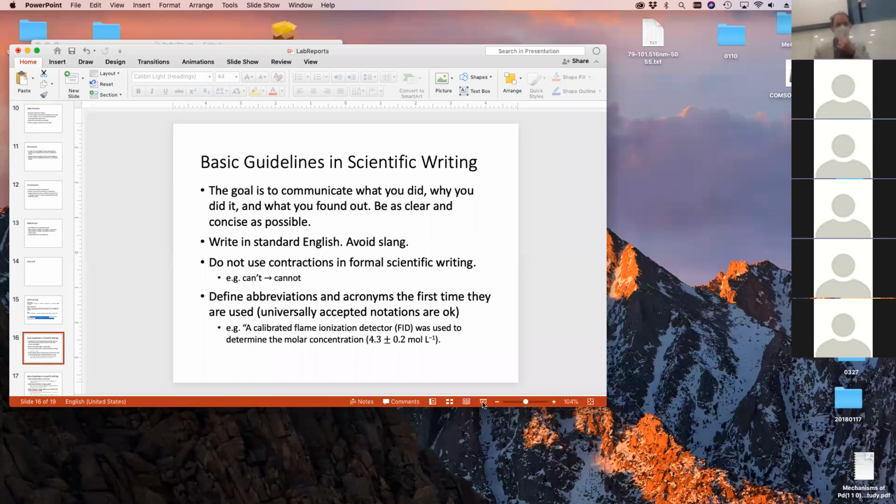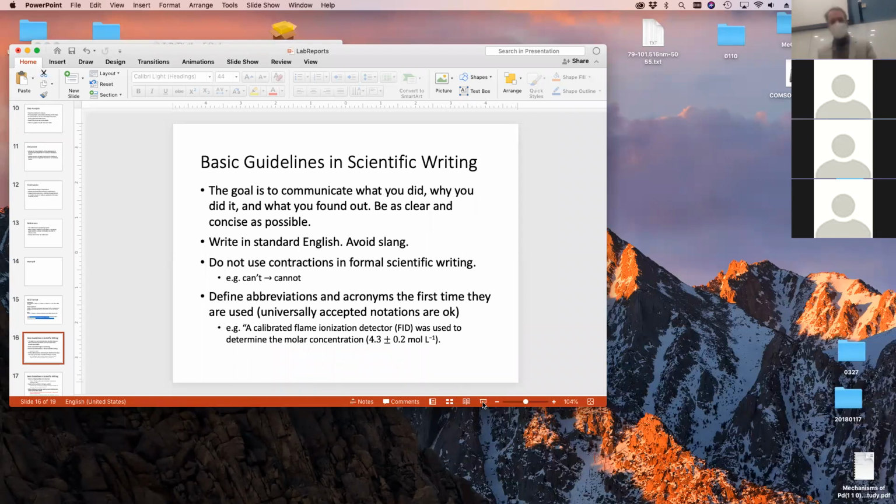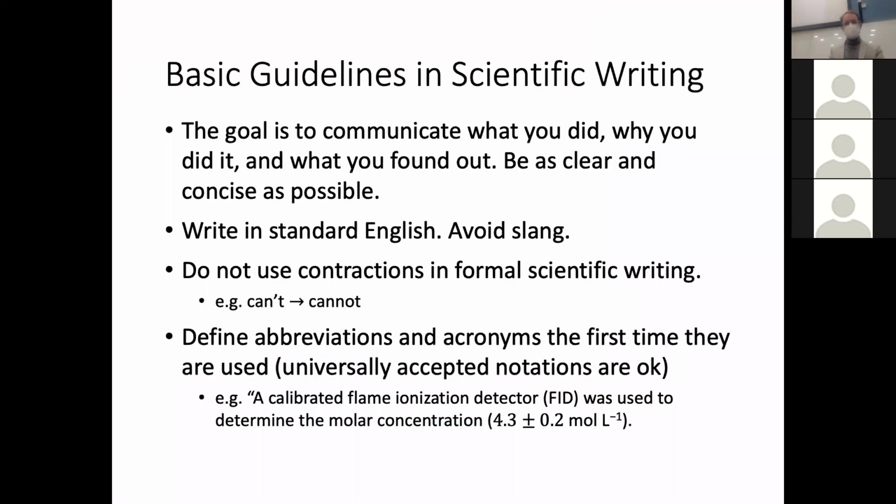Okay, so writing with a good scientific style can really help improve the clarity and precision with which you present the information, which is very important because you want people to be able to read about what you did and understand it in the most efficient way. So let me get my laser pointer back. Okay, so I'll talk a little bit about basic guidelines for scientific writing.